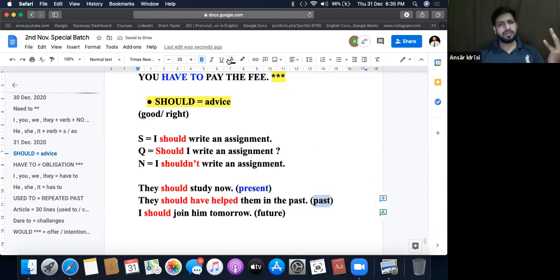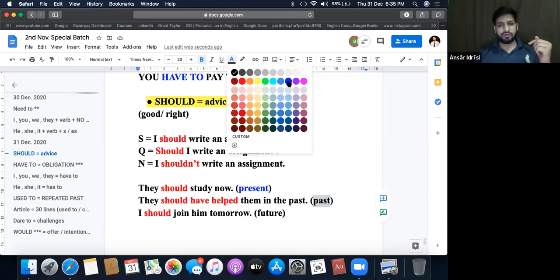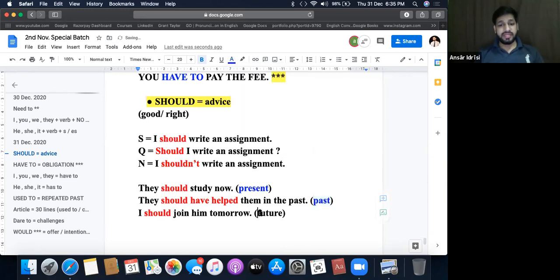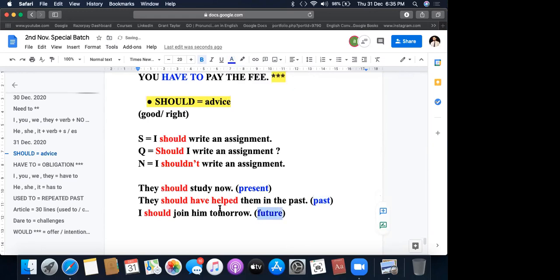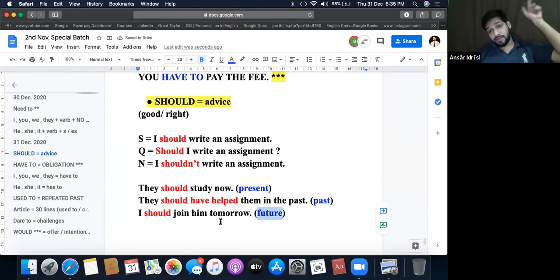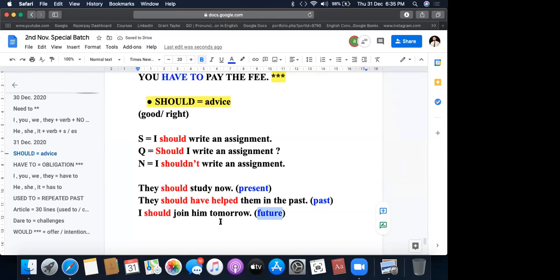In the past. See, I'll tell you one more thing. They should have helped. What is helped? This is the past form. Yes or no? Yes. Simple. So they should have helped them. They would have helped them at that time. So can we use had instead of have?